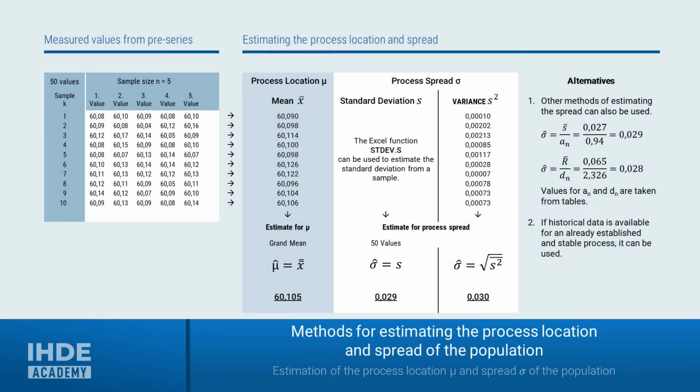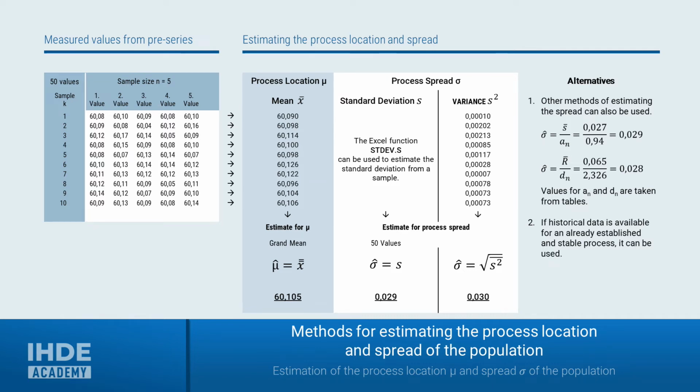The standard deviation now has to be calculated on the basis of the same measured values. This can be done, for example, with MS Excel and the function stdev.s. However, there are other methods that can be used to estimate the standard deviation. 2 of them are shown on the right.